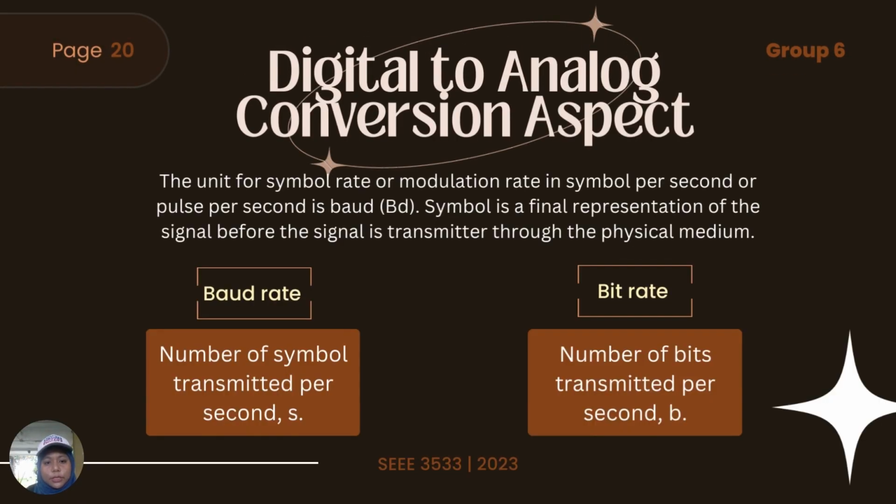Lastly, we have the digital to analog conversion aspect. The unit is baud, and the symbol is the final representation of the signal before the signal is transmitted through the physical medium. So baud rate is the number of symbols transmitted per second, in symbols per second, and bit rate is the number of bits transmitted per second, in bits per second.